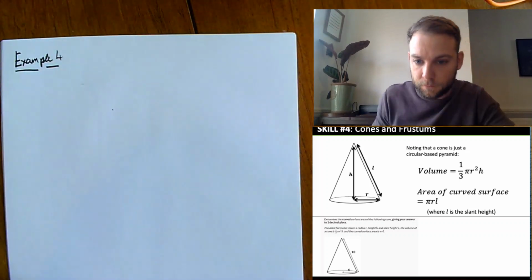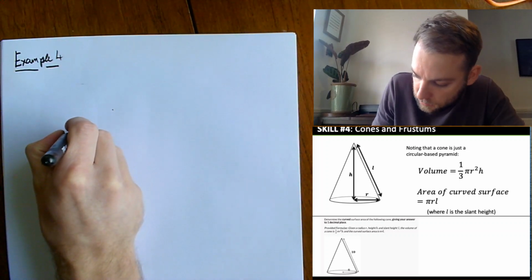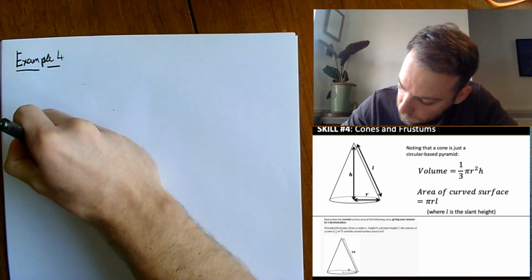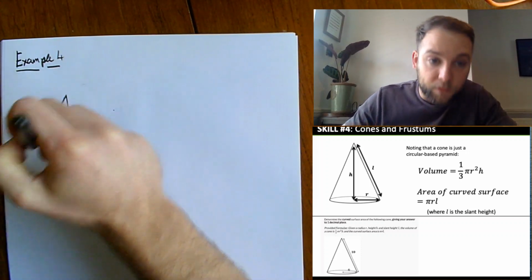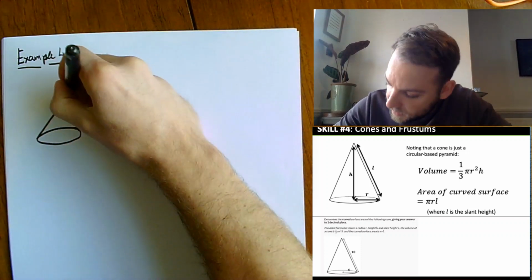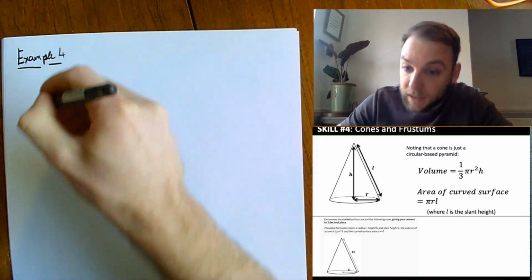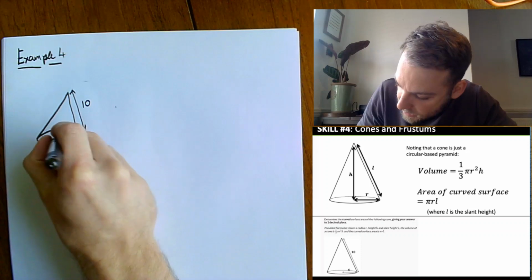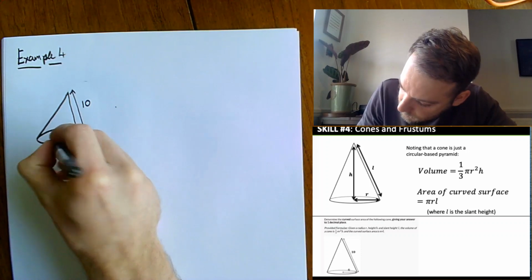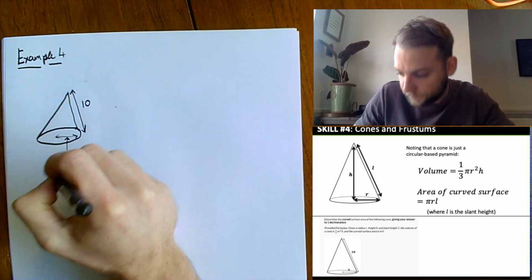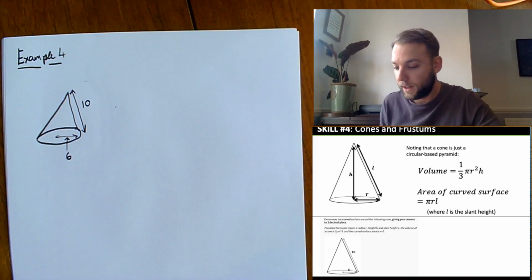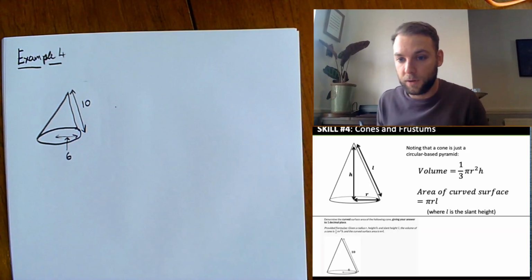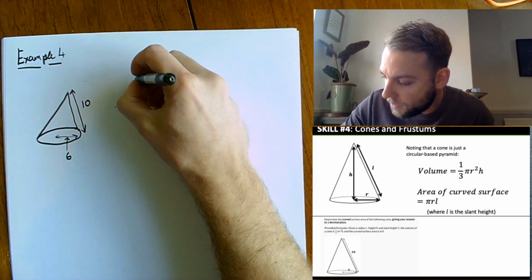Example 4. So here we've got our circle at the bottom. We've got our cone like so. It's telling us this L here is equal to 10, and it's telling us our radius there is 6. So really straightforward. It's the curved part that we're looking for.